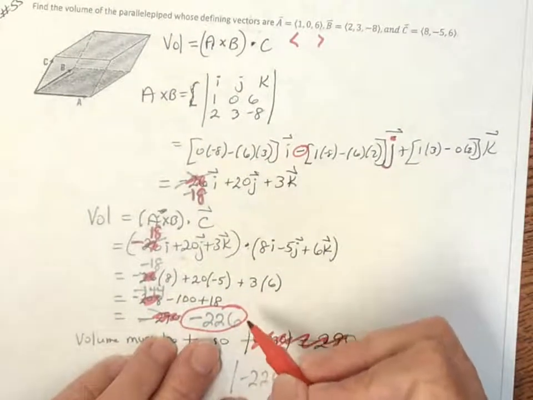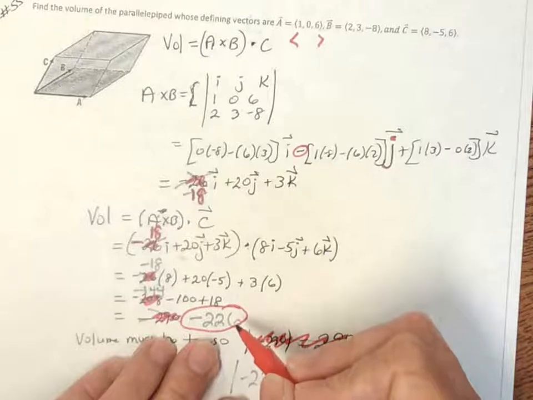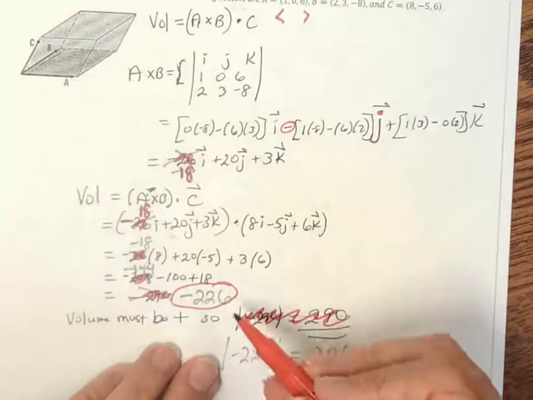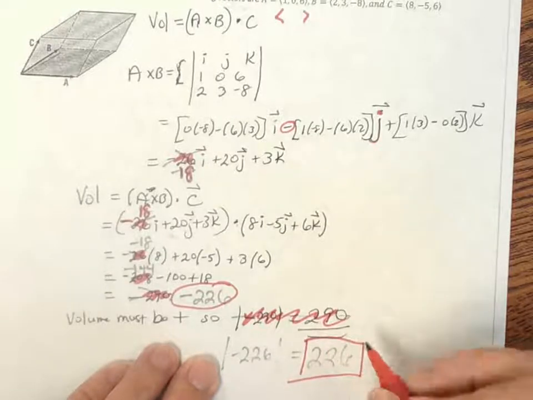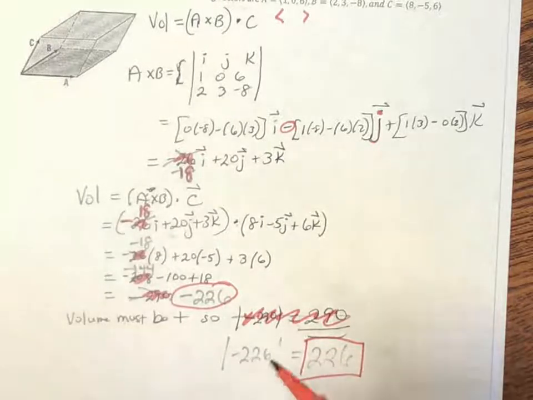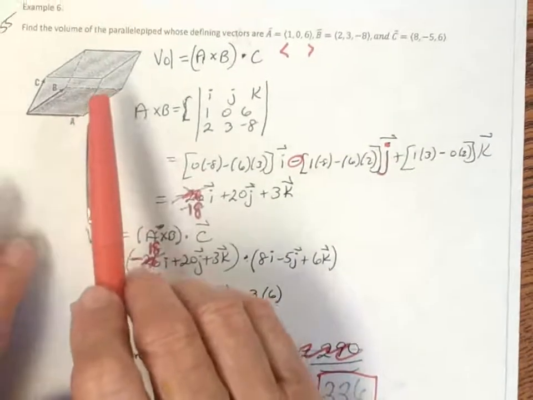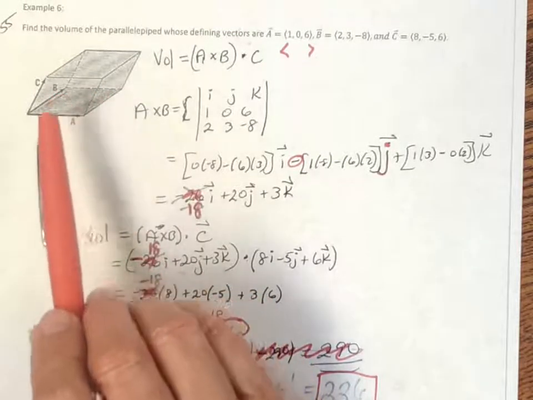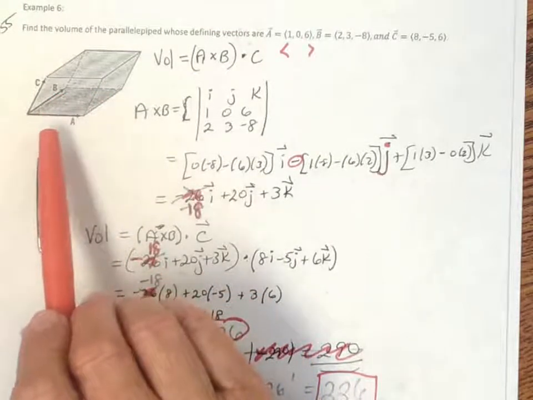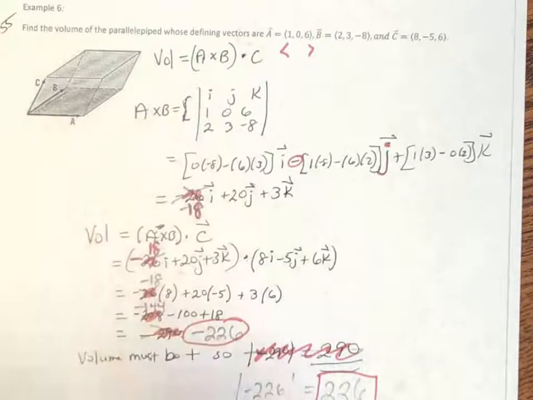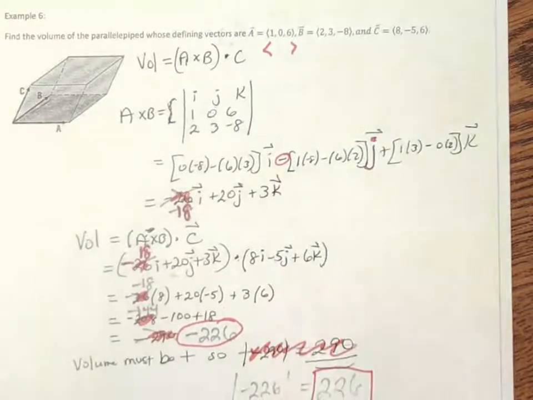Well, hopefully you're saying, wait now, I thought volumes couldn't be negative, and they can't. Volumes must be positive, so we take the absolute value. So this is 226 cubic units, whatever they are. So to get a volume for this parallelepiped, you take the cross product of any two of the vectors, and then that resulting vector, you're going to take a dot product with the third vector, and then take the absolute value of that. Okay, good luck. And just be careful with negatives. That's the only thing that tends to catch people up here. Okay, you've got this.